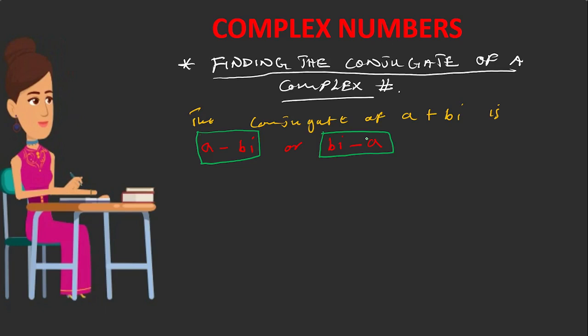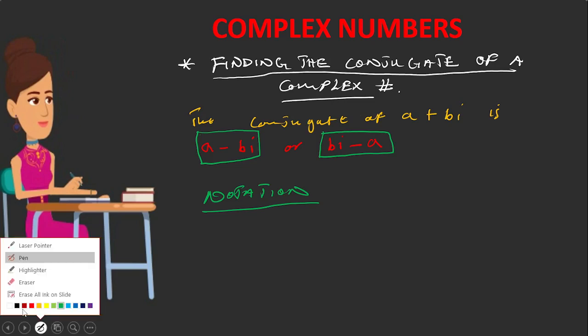The next thing that you need to understand is the notation. There are some questions that they won't really tell you what to do. So you have to make sure that you know the notation of the conjugate of a given complex number. So let's say we have been given something like that.